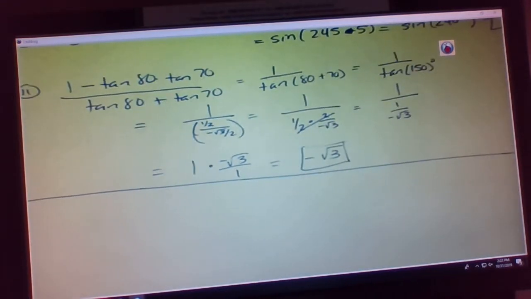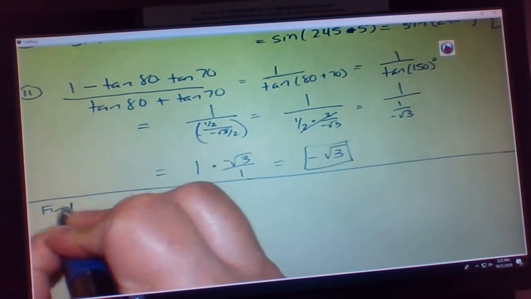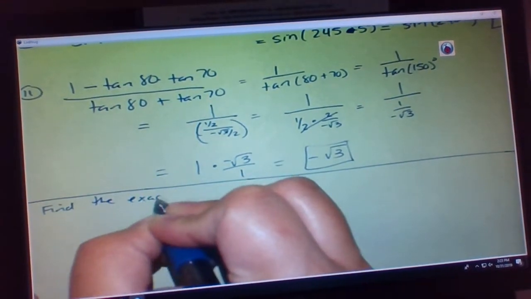All right. Next one. Find the exact value.